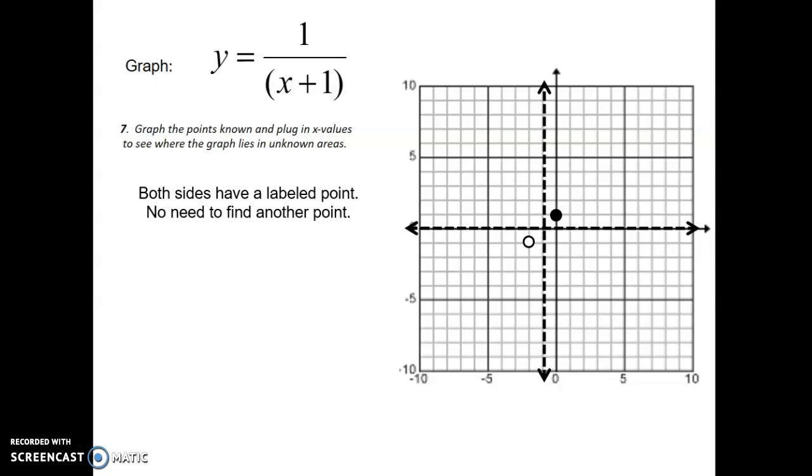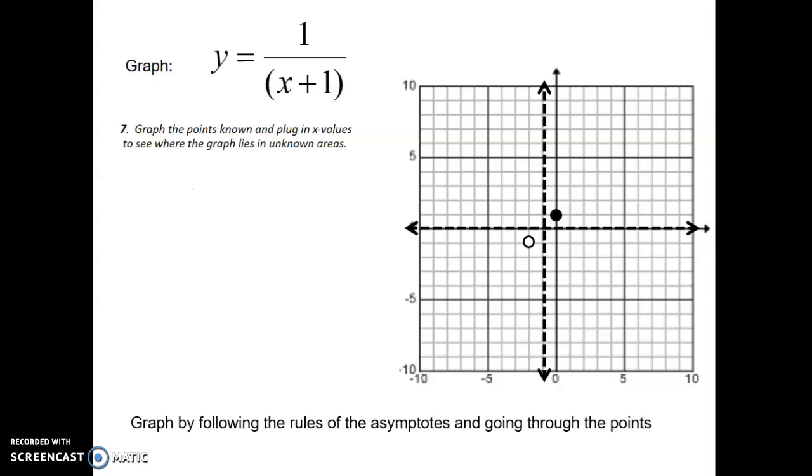So then we graph that using the rules of the asymptotes and going through the point or hole, making sure that you don't actually go through the hole. You just kind of jump over it. Whereas with the point, you go through it for the graph. And that is the graph for our question number 3 in the notes.